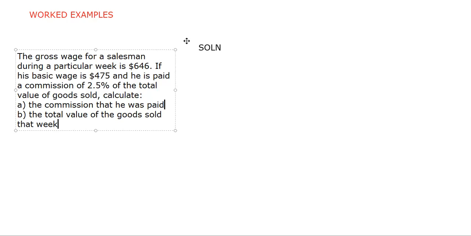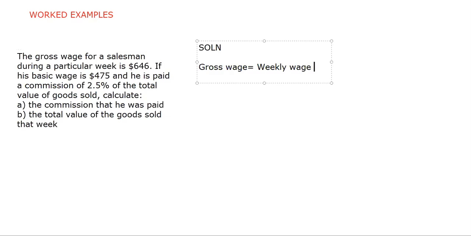The first thing they told us is that his gross wage, and we know what gross wage is. Your gross wage in this case will be your weekly wage plus your commission. Right? They told us how much he got at the end of the week. So his gross wage is equal to $646. And they also told us that his basic wage, which is his weekly wage, is equal to $475. So how do we know how much was his commission? We have to subtract the two, right?